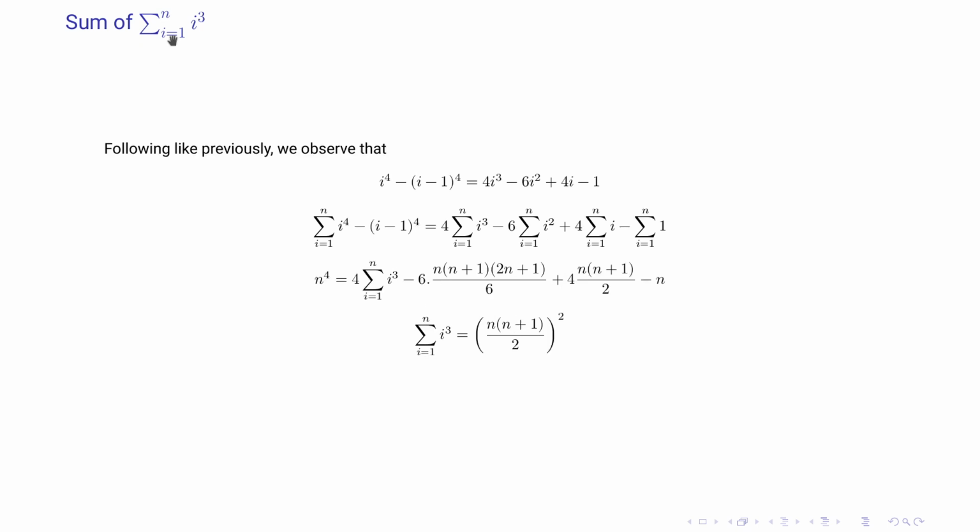Now we want to compute sigma of i cube, where i varies from 1 to n. So proceeding like the previous example, we have i to the power 4 minus (i minus 1) whole to the power 4 is equal to 4i cube minus 6i square plus 4i minus 1. Now the left hand side over here will become n to the power 4. I could have written sigma over here as well, but it's alright. I can also put a parenthesis over here. So ignoring that, the right hand side will become 4 into sigma i cube minus 6 into sigma i square plus 4 into sigma i minus 1. So we have seen how 1 and i behave. They will become minus n and 4 into n plus 1 by 2.